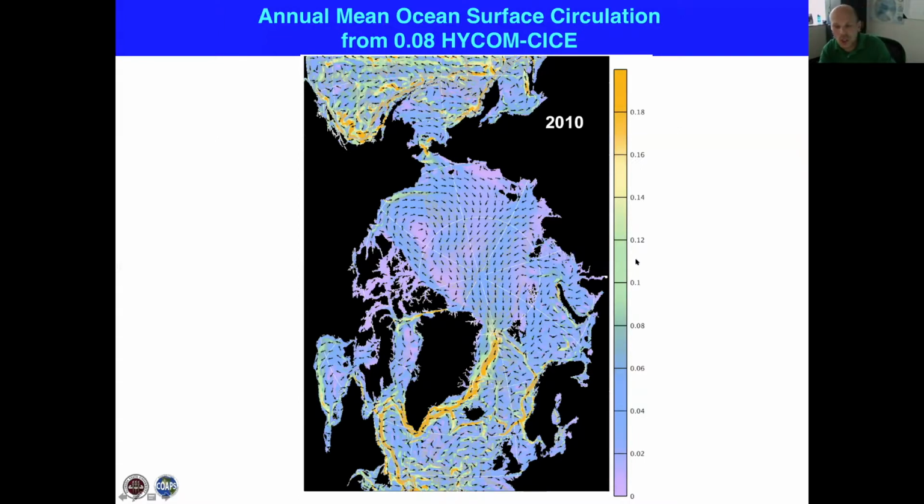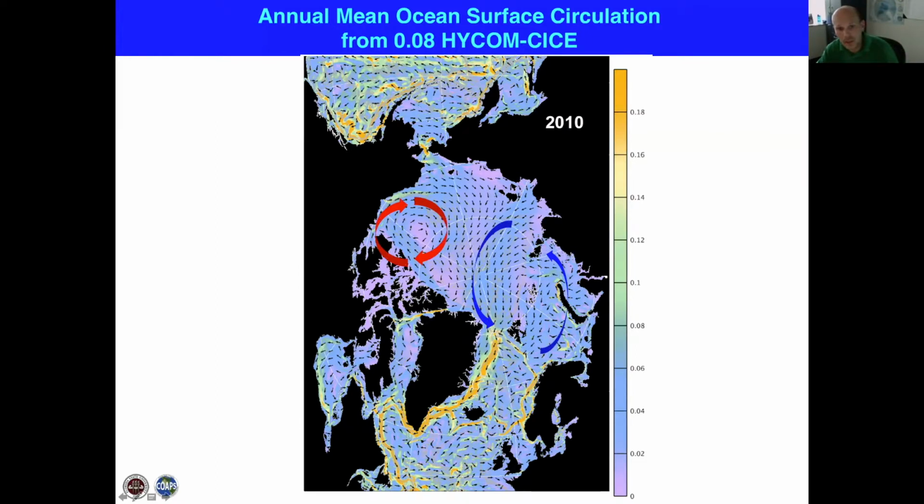Another interesting feature is the very narrow band of Eurasian water, which is advected from the Eurasian shelf into the North Atlantic. This is due to the transpolar drift. This figure shows the annual mean ocean surface circulation from the model. You see there is a very obvious transpolar drift, which pulls the water from the Eurasian shelf directly to the North Atlantic.